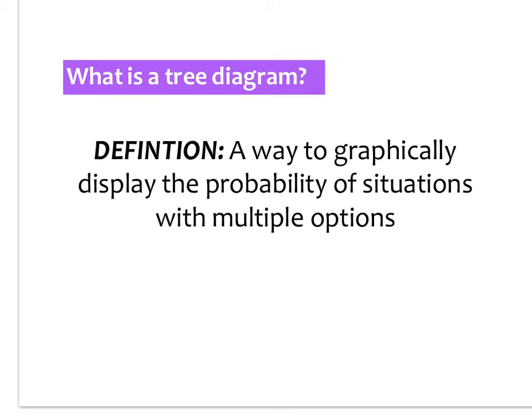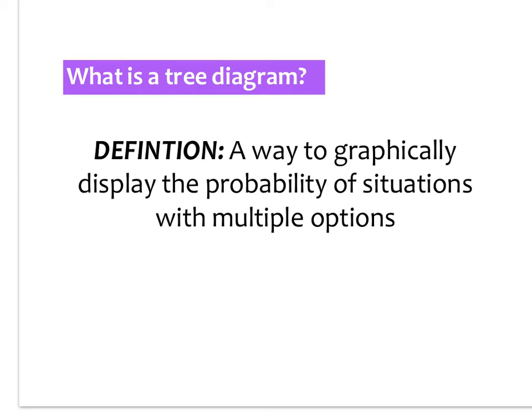So, first question states, what is the definition of a tree diagram? A tree diagram is a way to graphically display the probability of situations with multiple options. So think about it this way. We've talked a lot about flipping a coin multiple times, spinning a spinner multiple times, and the probability of getting a 1 the first time and then a 1 again on the second time changes, right? Because every time you spin the spinner, you're going to have different options.